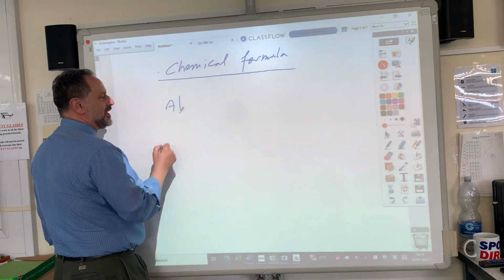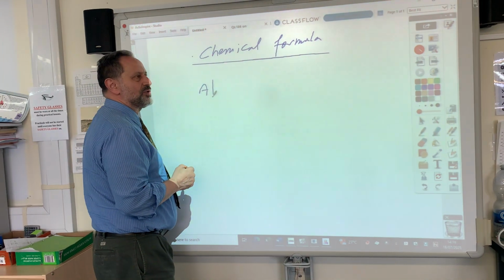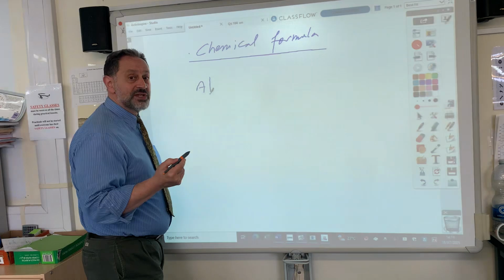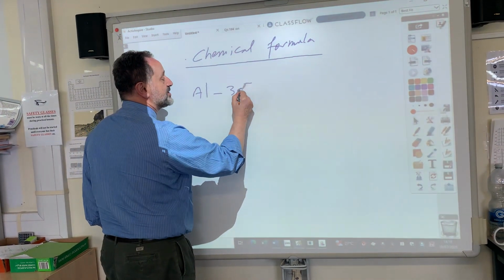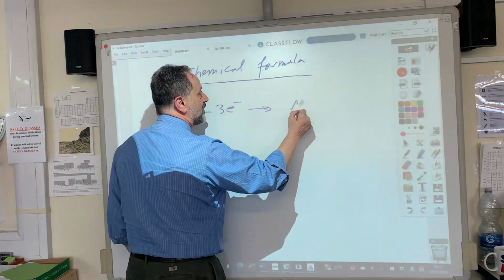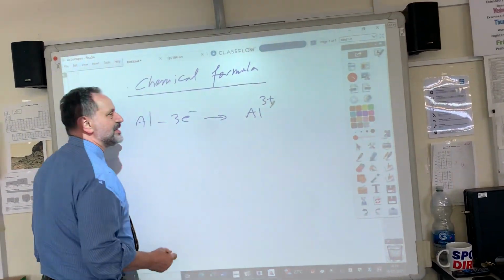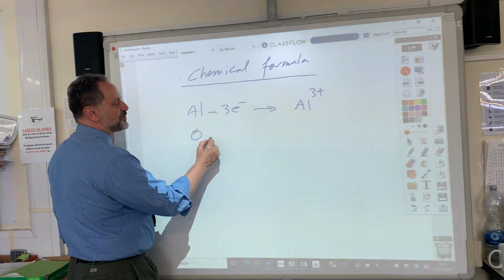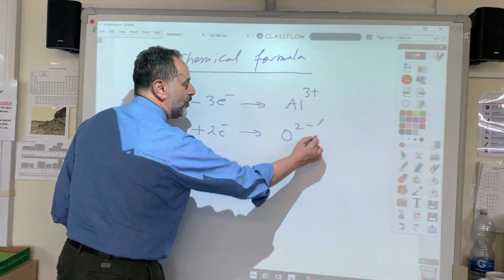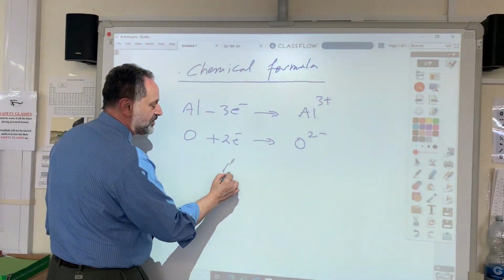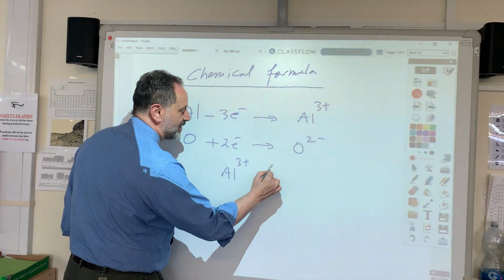Aluminium is from group 3, isn't it? So what do metals want to do? They want to lose electrons. So what does aluminium want to do? Lose 3 electrons. And if it loses 3 electrons, it becomes aluminium 3+. Oxygen, on the other hand, is in group 6. So it gains 2 electrons, doesn't it? So it turns into the oxide ion. And then you put these ions next to each other, like that.